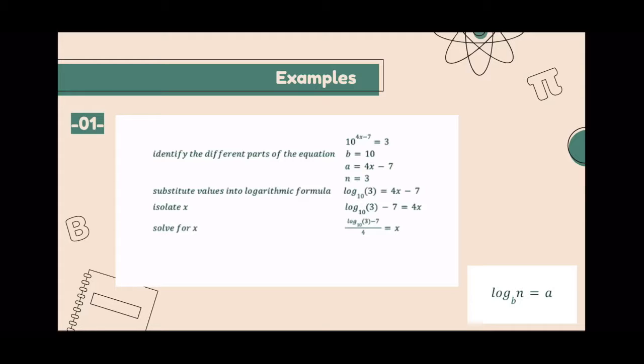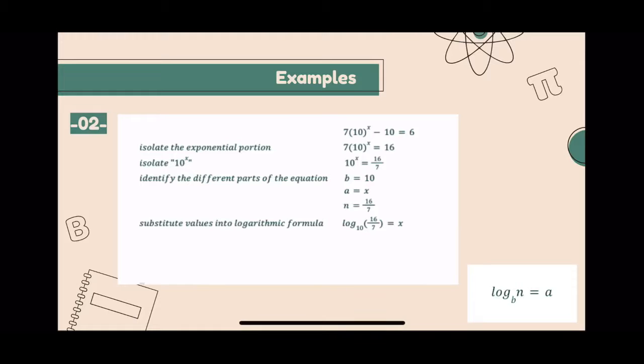Next, you isolate the x by adding 7 on both sides, which cancels the value on the right, leaving you with the equation log base 10 of 3 plus 7, which is equal to 4x. The last step entails that you solve for x by dividing both sides by 4. As a result, the final answer is x is equal to log base 10 of 3 plus 7, all over 4. The next example follows similar steps.